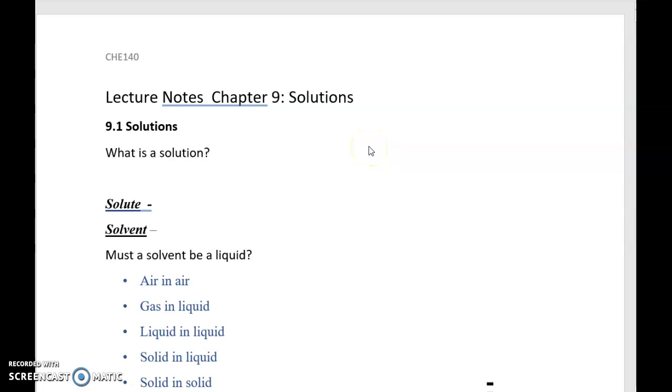So if you download the lecture note outline, you'll be able to fill in your outline as I fill in mine. This whole section is going to be about solutions, and solutions are important because most chemical reactions occur in some sort of solution. So what is a solution?